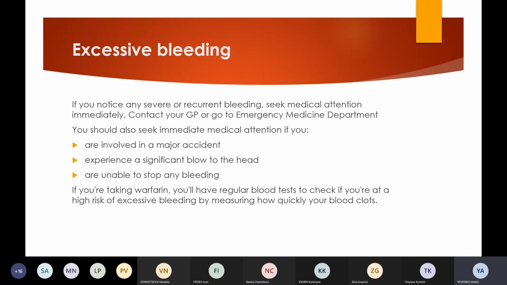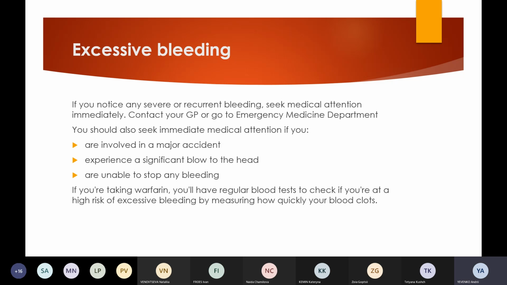Also, it is important to note that when you are taking blood thinning medications and you are involved in an accident like a car crash, you experience a significant blow to the head, or you are not able to stop the bleeding you have, you need to go to the emergency department. So these are obligatory. Just if you value your health, you need to do this.